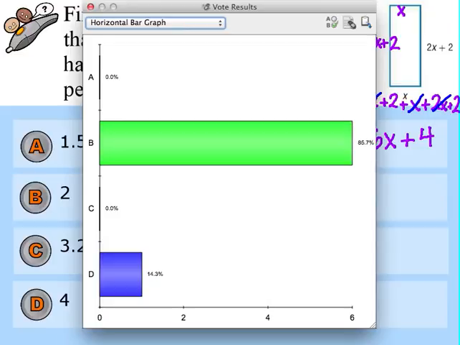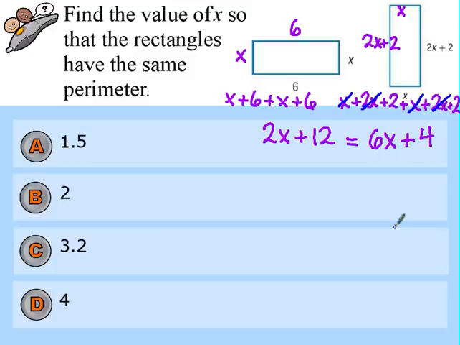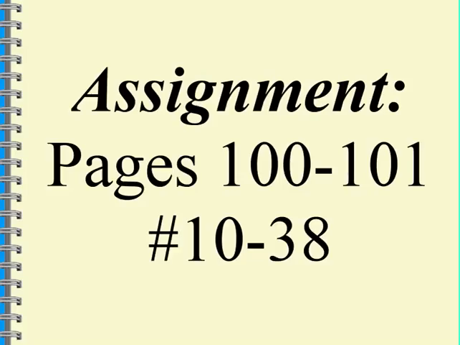right, and the answer is 2. Nice job. You should have ended up getting 4x to equal 8. Okay, so this is what I need you to do for me for Monday. Okay, on pages 100 through 101, I need you to do numbers 10 through 38.